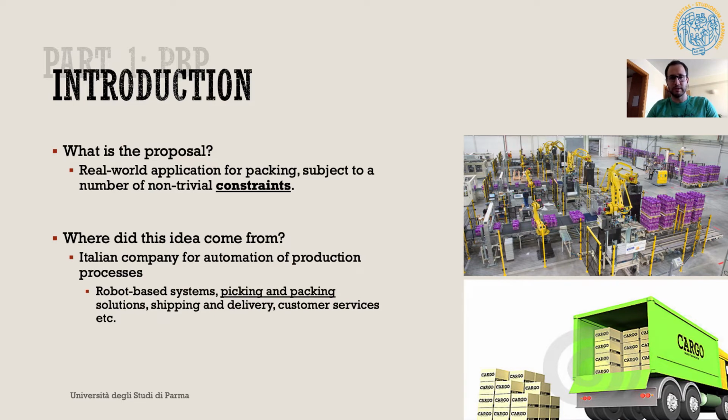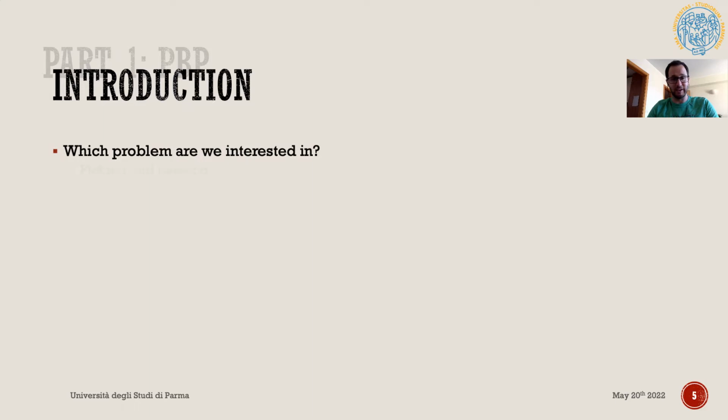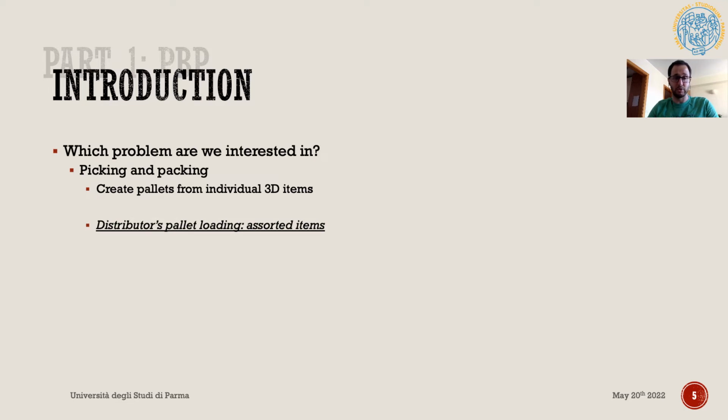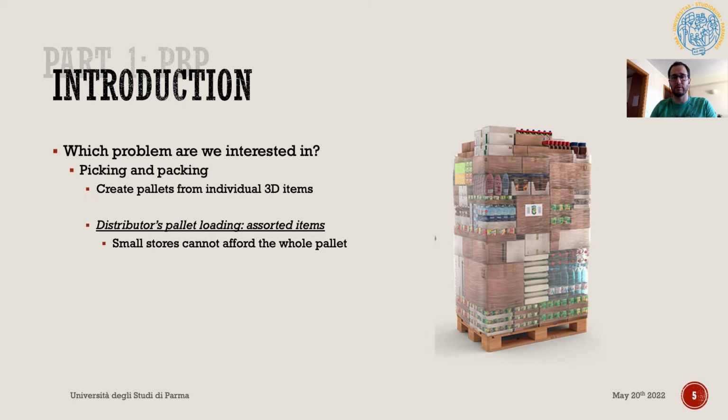Well, about the process, they consider several ones, but our interest is in picking and packing. What is this? This is the task of creating pallets from individual 3D items. This problem is also called distributors pallet loading, where pallets are formed by boxes from different customers, because in general, a single customer cannot afford the whole pallet. And it requires a proper packing that speeds up load-unload operations.